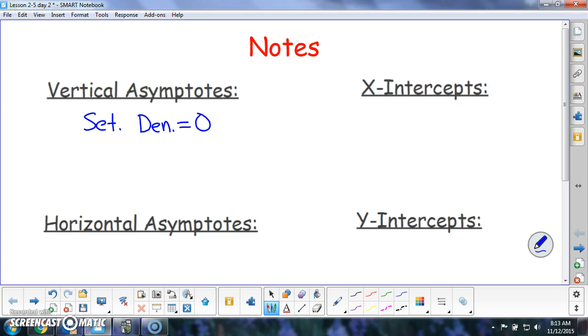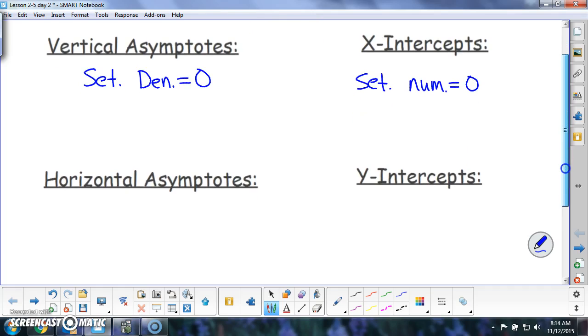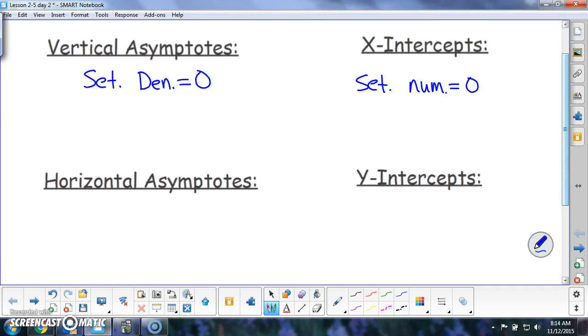To find x-intercepts, set the numerator equal to 0. Okay, set the numerator equal to 0. And then for y-intercepts, put 0 in for all x's.